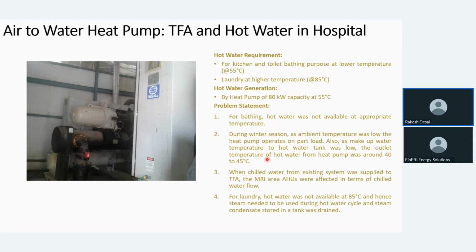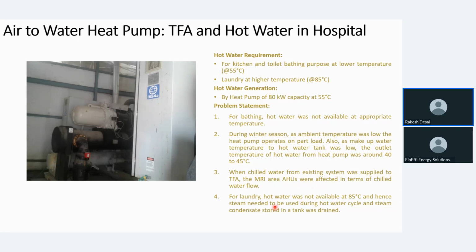The other side of the heat pump, one side was used for generation of hot water, and on the other side of the heat pump, the chill water was circulated in the TFA of the MRI area AHUs. Since chill water from the heat pump was supplied to TFA during winter season, MRI area AHU was affected in terms of chill water flow and temperature.